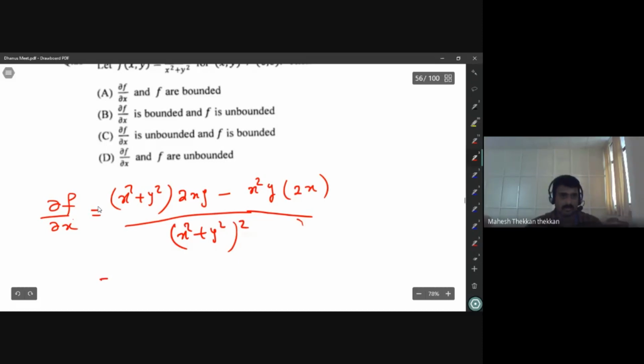So this will be, you can just multiply inside, what you will get, 2x cube y. So that term is there. The second term is minus 2x cube y. If I multiply inside, 2x cube y, that will cancel. Then the remaining is 2x square y square.